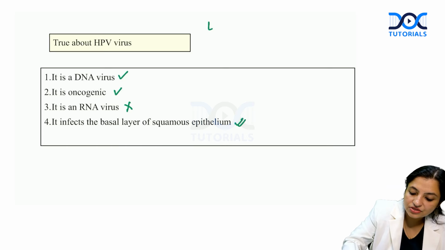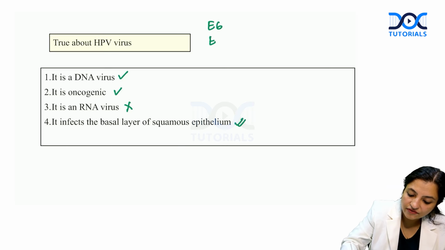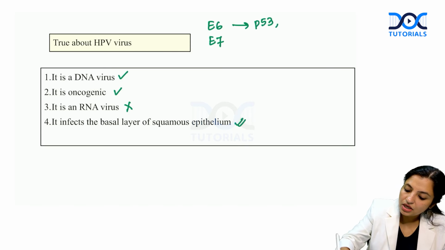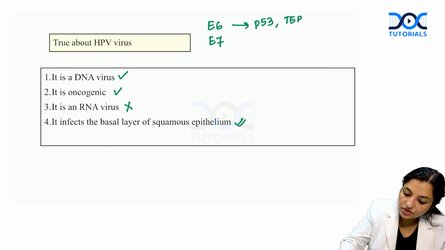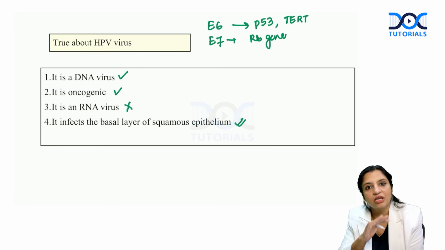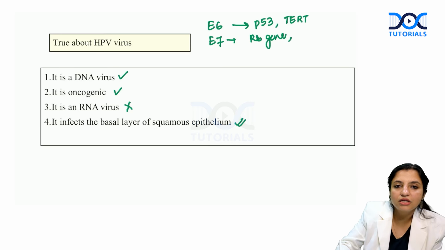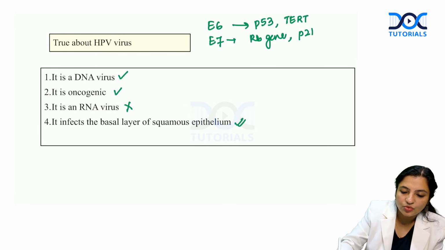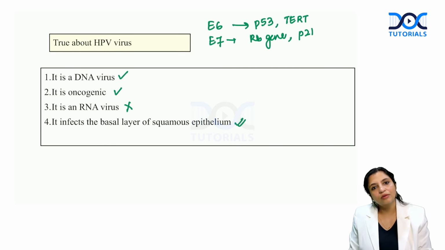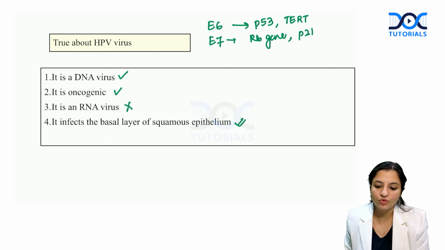And the genes that are associated are E6 and E7. Remember, E6 typically affects the P53 gene and causes activation of TERT. E7 typically binds to the RB gene and makes it inactive. That's one thing. Apart from that, it can bind to the cyclin dependent kinase inhibitor family, that is the P21 family, so it can inactivate P21 also.